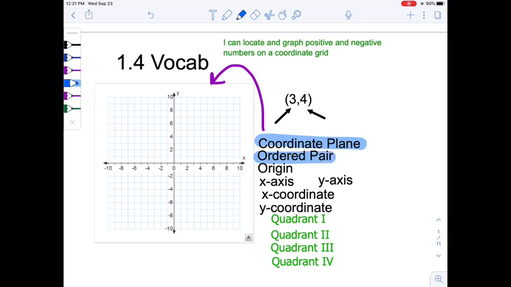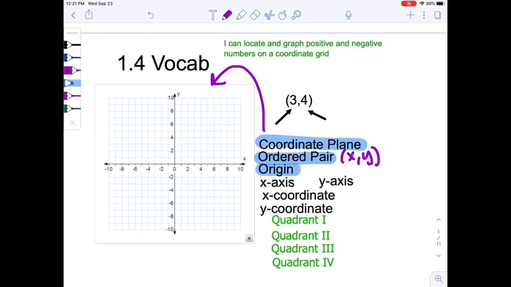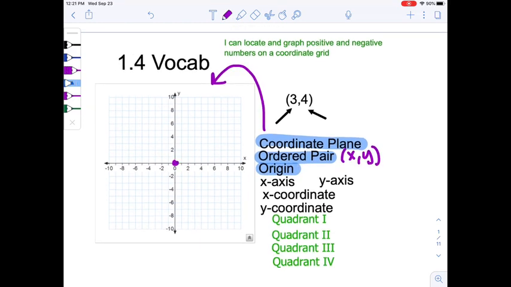An ordered pair is written as x then y. It has an x value, comma, y value, and it has 2 parentheses. The origin is the point 0, 0. So the origin is the point where both the x and the y axis meet. We always start at the origin when plotting ordered pairs.